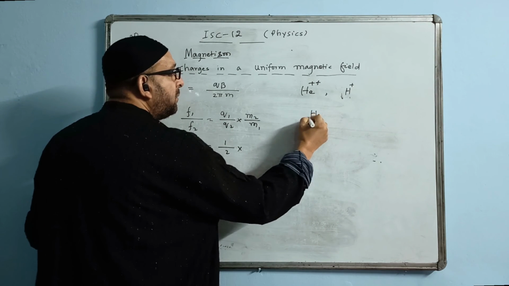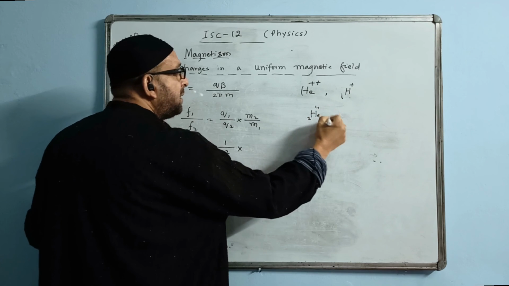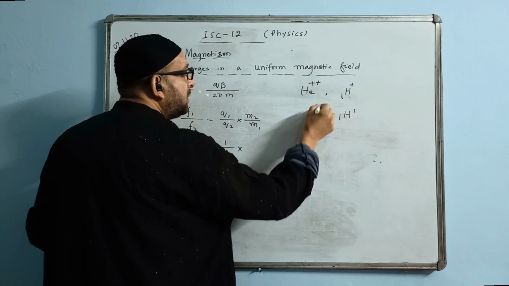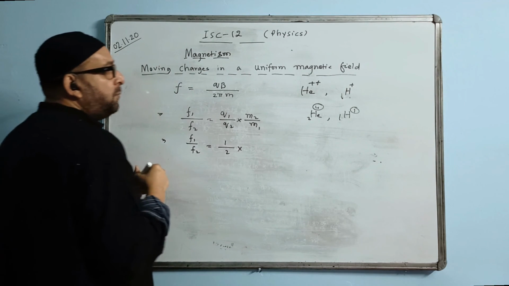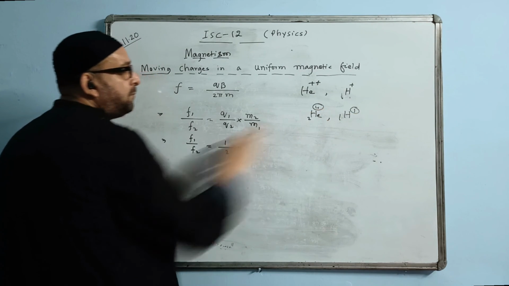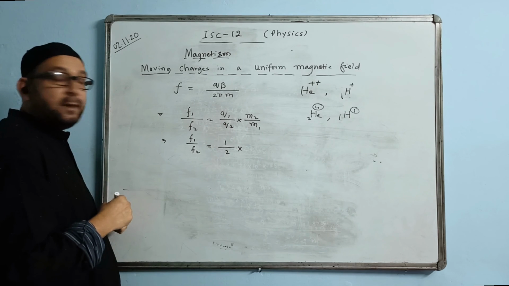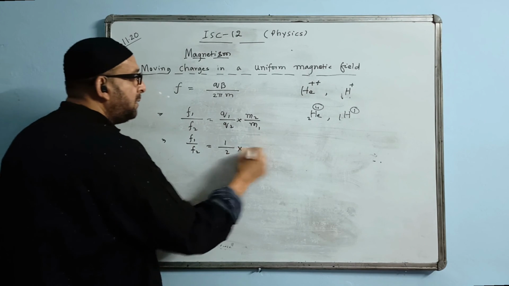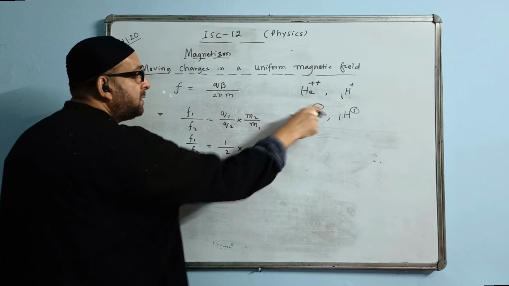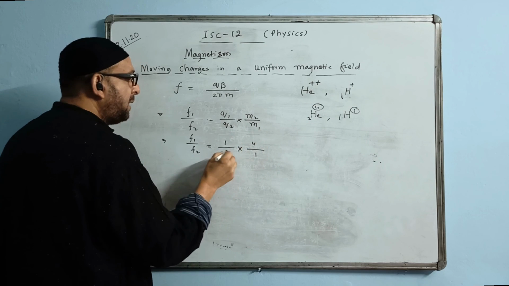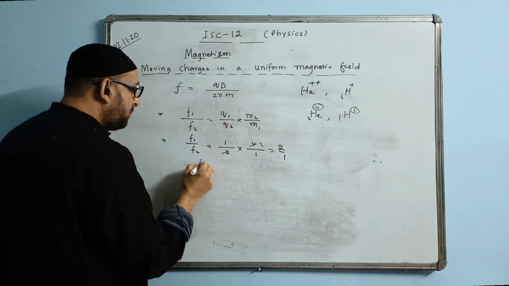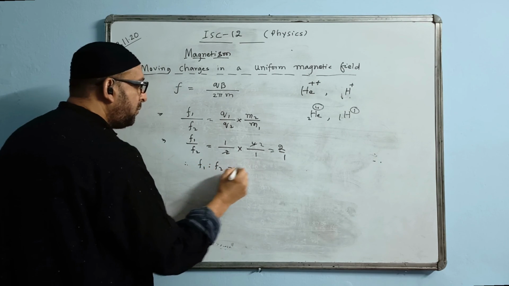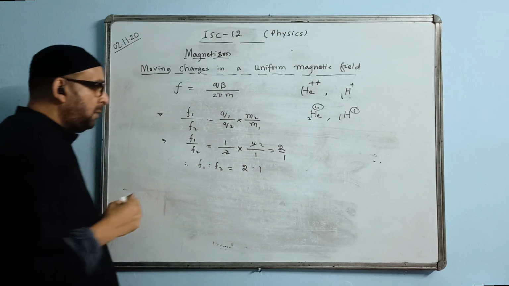Mass of the helium, alpha particle is like this and mass of the proton is like this. That is, it is 4 unit, it is 1 unit. Proton's mass is 1 unit, then mass of the alpha particle is 4 unit. That is, M2 is the mass of the alpha particle, this is 4 unit, this is 1 unit. Cancel. You get 2 by 1. Therefore, ratio comes as F1 is to F2 equal to 2 is to 1.